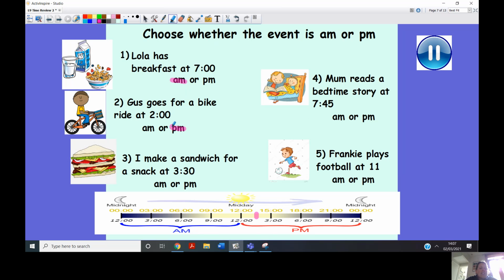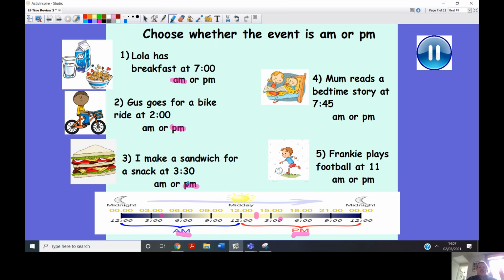Number 3, I make a sandwich for a snack at 3:30. Is it 3:30 in the morning or 3:30 in the afternoon? So is it 3:30 a.m, so really early where a lot of people will still be asleep? Or is it 3:30, maybe just after you and Gus have come back from your bike ride? Absolutely, it's 3:30 p.m, post-meridian. It's a snack after your lunch.